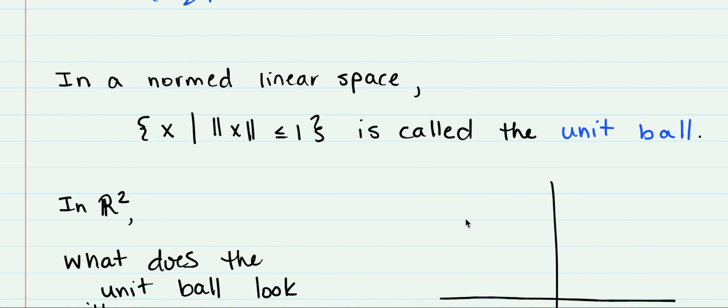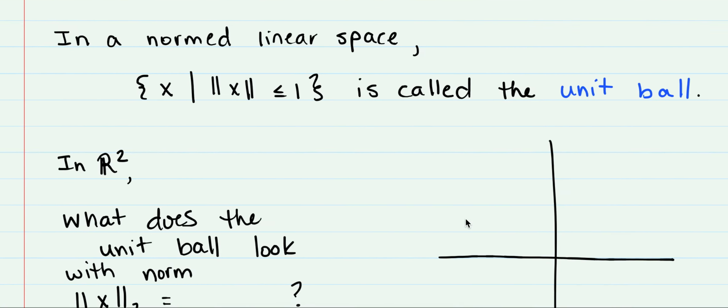And before we conclude this, I want to talk about something interesting. In a normed linear space, we have something called a unit ball. And a unit ball is the set of all vectors in your vector space such that the length of the vectors is less than or equal to 1. Now, what the unit ball is going to look like actually depends on the norm you're using.